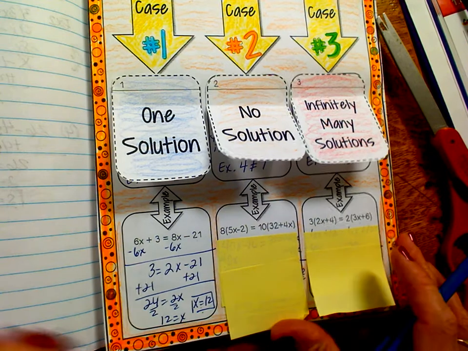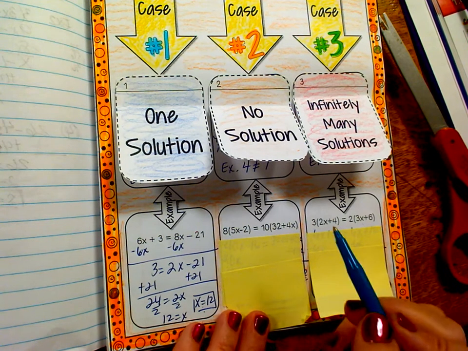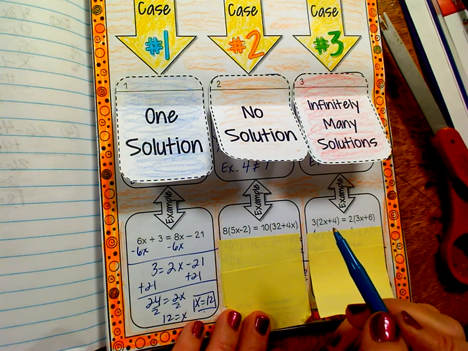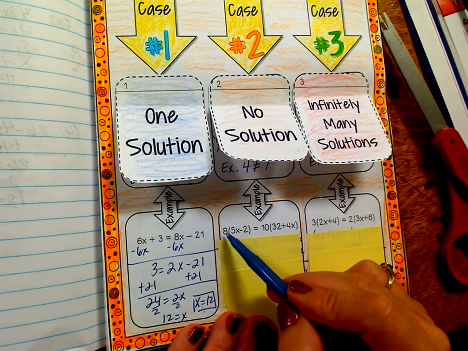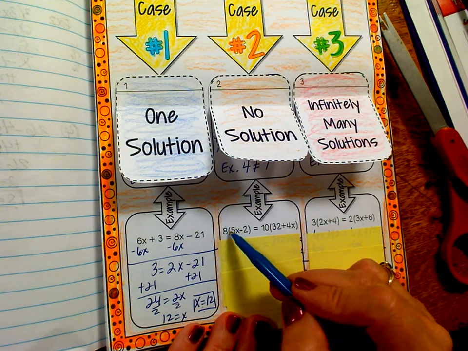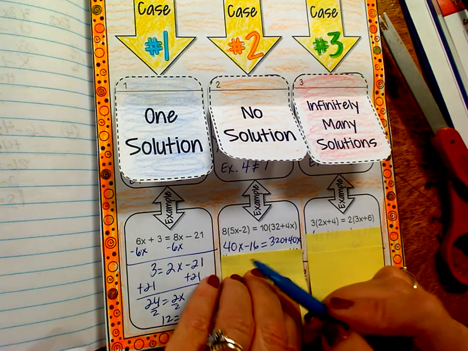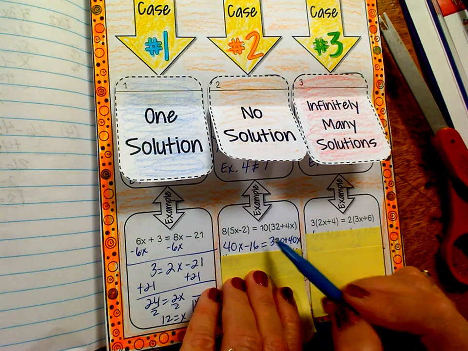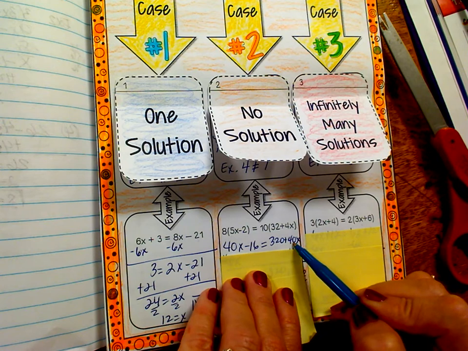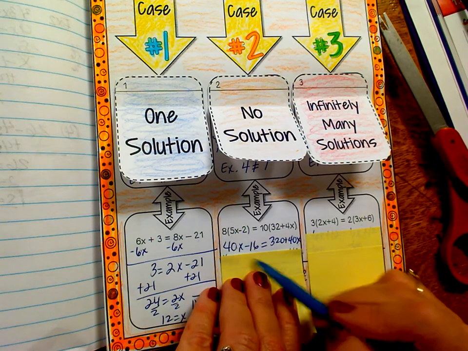Okay? Sorry, guys. So now, let's go ahead and we're going to use the distributive property. So here to simplify this, we have 8 times 5x minus 2. We have 40x minus 16. Then we have 320 plus 40x. I like to move the variable terms first.